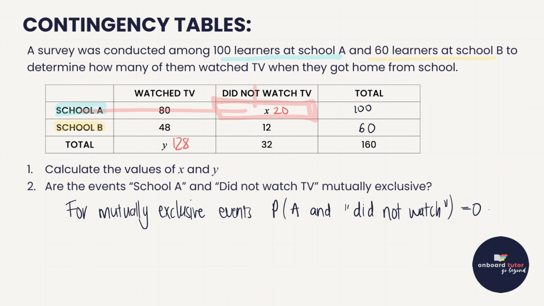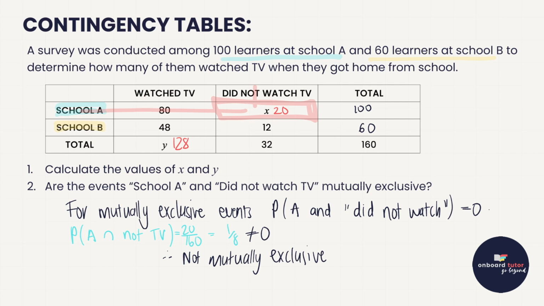Okay, so let's work out then. What is the probability that a student goes to school A and does not watch TV? We take the number of students listed there, 20, and we divide it by the total number of students, 160. We can give that answer in simplified fraction form, so 1 over 8. And then we can say to our marker, well, that is not equal to 0, and therefore they are not mutually exclusive. And so there we have it.